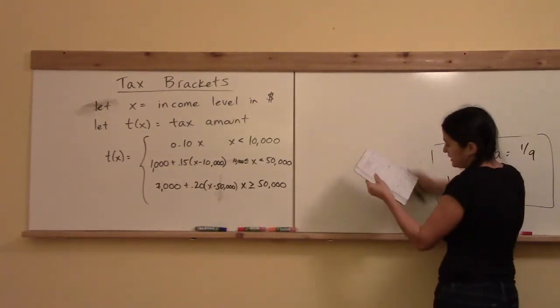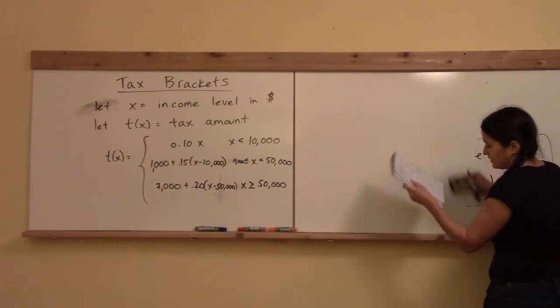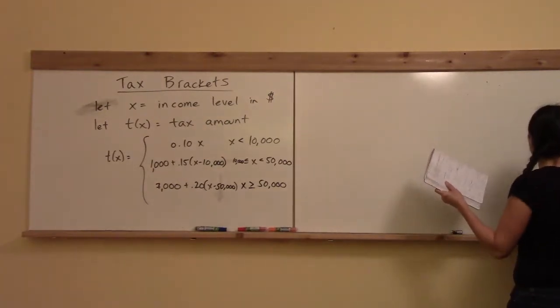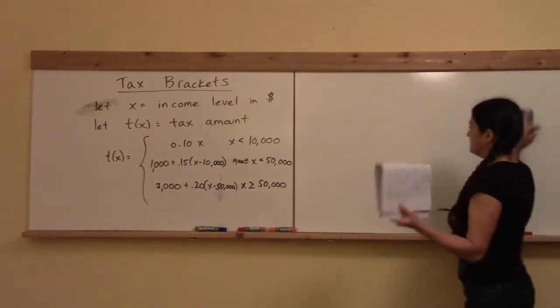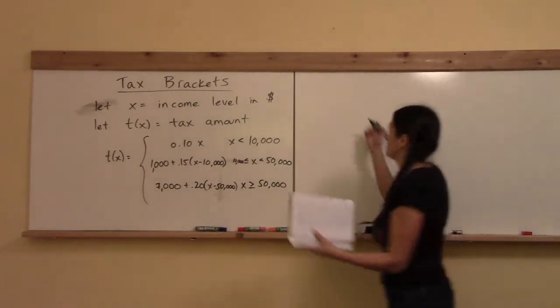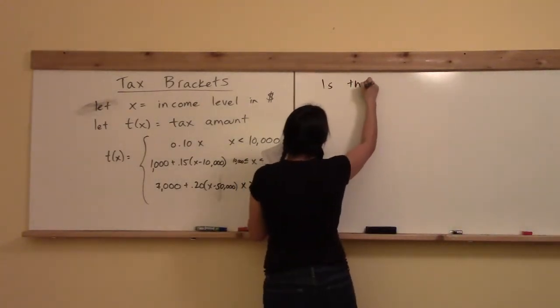Okay, so we have a function here. It's a piecewise defined function. Let's play with the limits a little bit, and let's see if this seems like a fair way to compute your taxes. Is this fair?